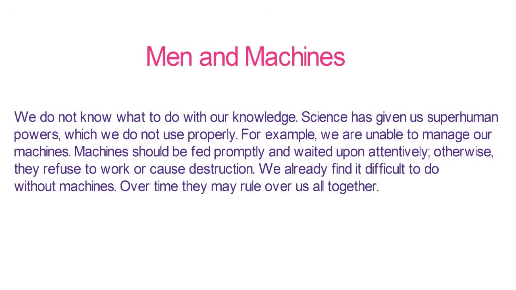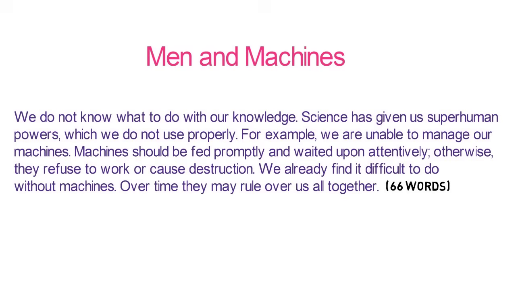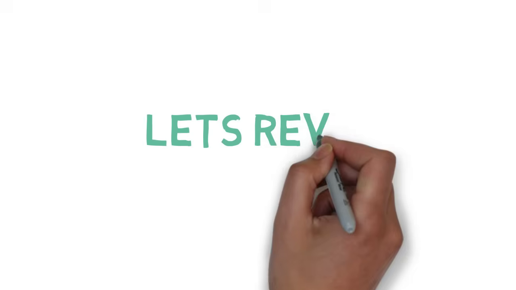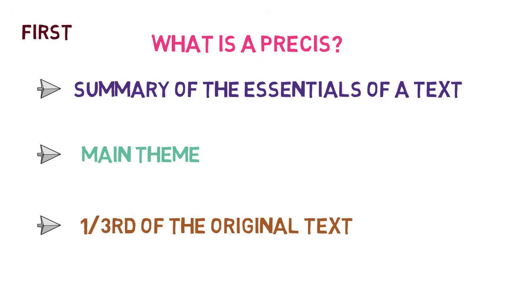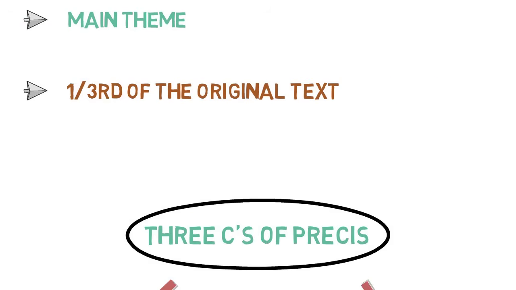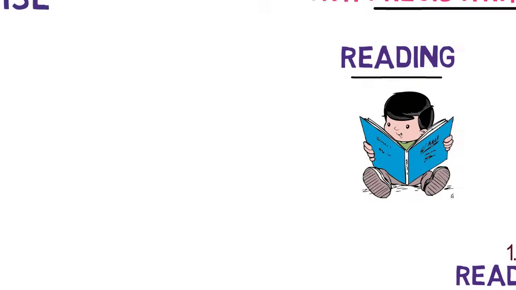If you observe the précis, it is clear, concise, and complete by itself. The word count is 66 words, which is less than 1/3 of the original passage. So that's all about précis writing in this video. Let's quickly revise what we learned in this lesson. First, we understood what is a précis. A précis is a summary of essentials of a text, and précis writing means summarizing. It must be clear, concise and complete.